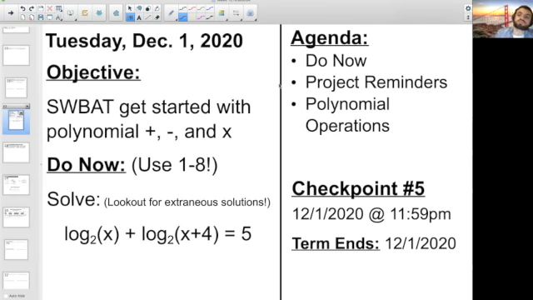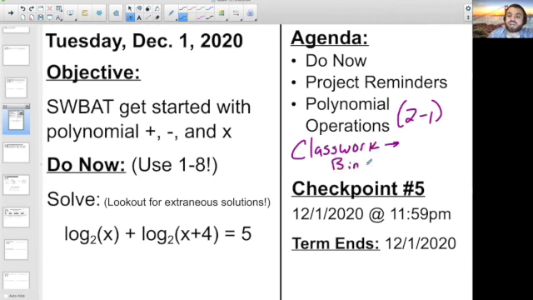So today's agenda, we're going to be doing a do now activity. I'll have some reminders about the project, and we'll be talking about polynomial operations. This is going to be handout 2-1, the first major handout of the second quarter. You can also find it by going to the classroom, navigating to the classwork tab, and going to the binder checklist. The binder checklist is that Google Doc with links to every single handout. All right, let's jump into it.